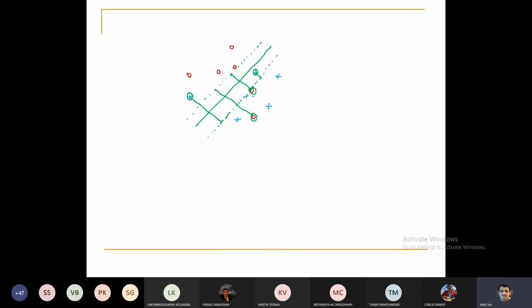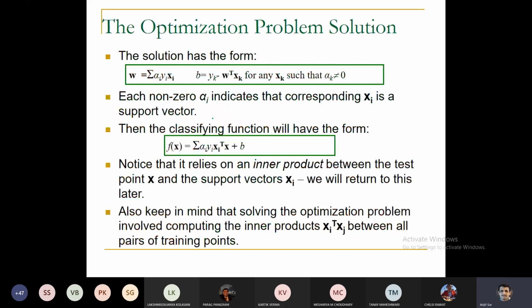The question is, if this is the situation, how do we deal with this kind of data? But before we go to that, the solution of the problem, this we already have.